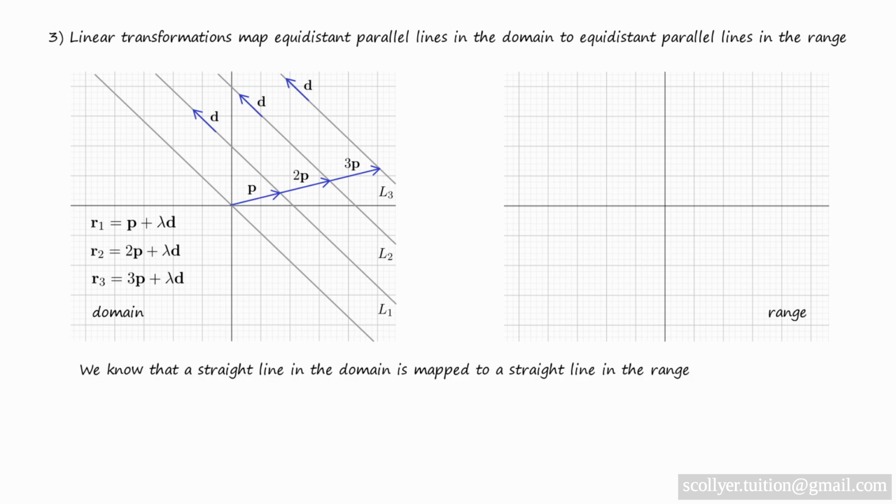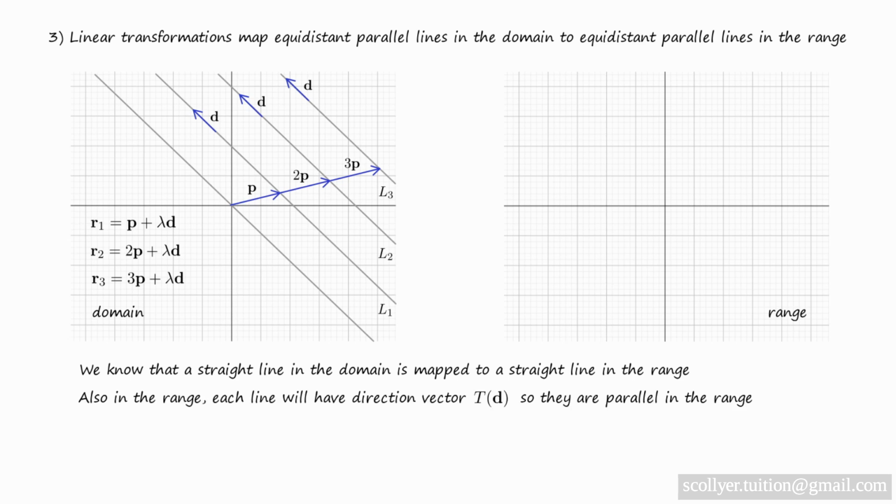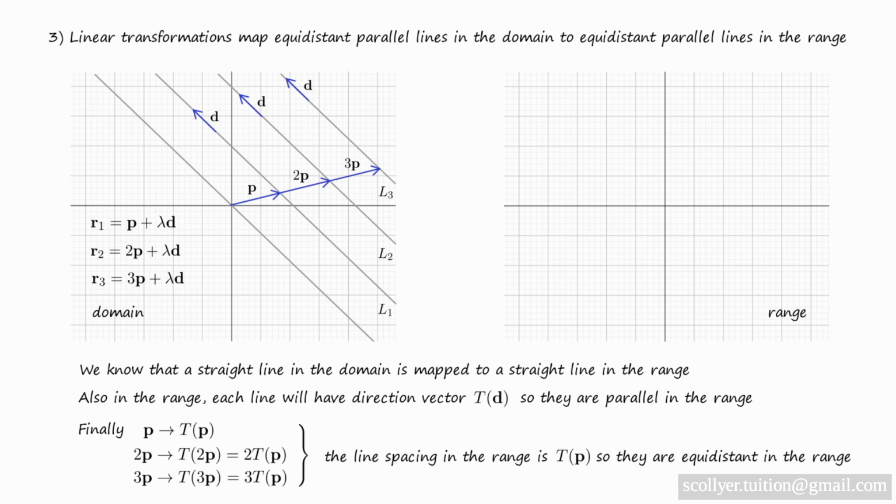We already know that a straight line in the domain is mapped to a straight line in the range. Also, in the range, each line will clearly have direction vector T(d), so the lines in the range will be parallel. Finally, p maps to T(p), 2p maps to T(2p), which equals 2 times T(p), since we can pull constants out of the linear transformation. 3p maps to T(3p), which equals 3 times T(p) for the same reason. And from that, we can see that the line spacing in the range is T(p), so the lines are equidistant in the range.